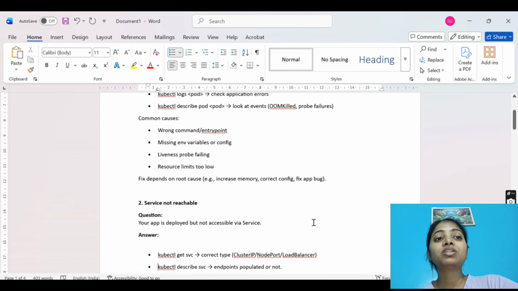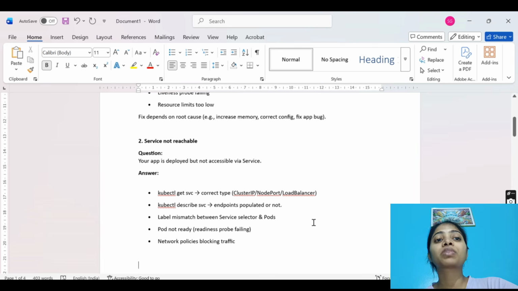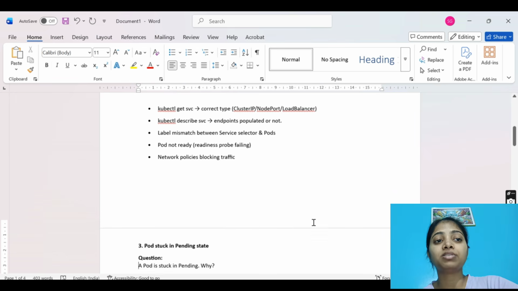Now the next question is if the service is not reachable, that your app is deployed but it is not accessible via service. So what can be the reason, or how will you debug it? You need to do kubectl get svc, and we should check if the type is correct or not. We should describe svc to check whether endpoints are populated or not, or whether there are label mismatches, or pod not ready, or network policy blocking traffic. So these can be the possible debugging steps that we should look at.